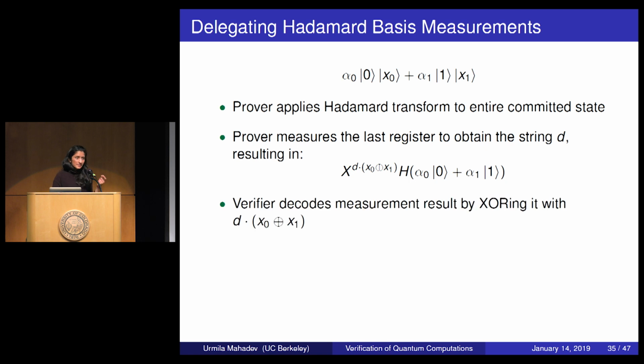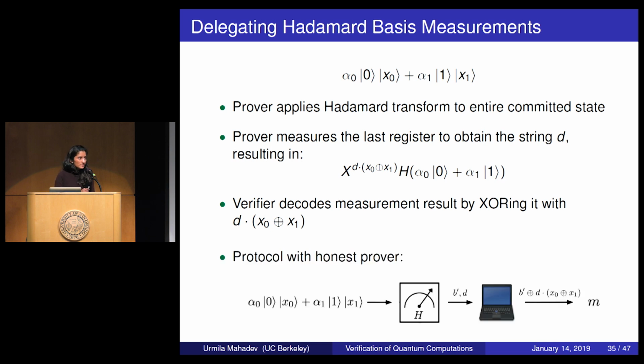The verifier takes that single bit measurement result, and he also asks the prover for the string D from the first step. And he XORs the measurement result with D.x0 plus x1. Okay, so to put all of this together, this is what the protocol is.